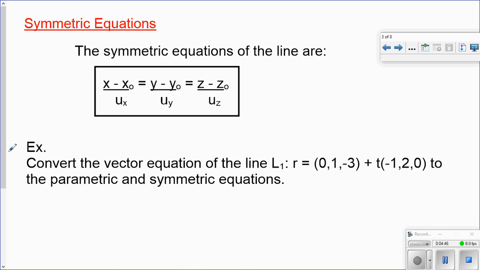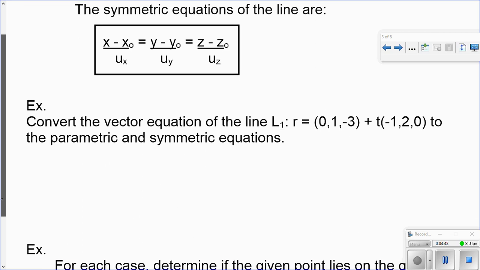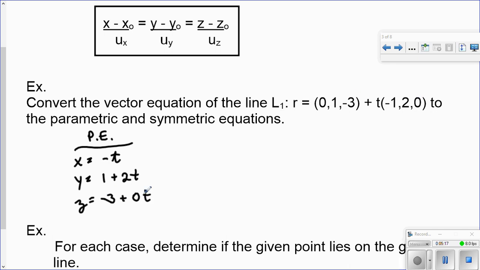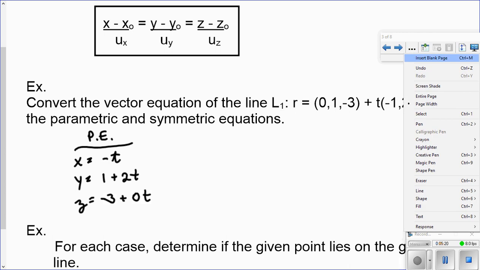Convert the vector equation into parametric and symmetric equation. Okay, so I've got a vector equation given. I'm going to write a parametric equation. I'm just going to call this PE. That would be x equals, now I'm going to drop the 0, so I don't need 0 minus t, I'm just going to write minus t here. Y equals 1 plus 2t, and z equals negative 3 plus 0t. And I'm not going to write my 0t.